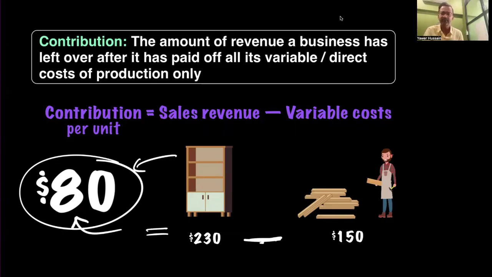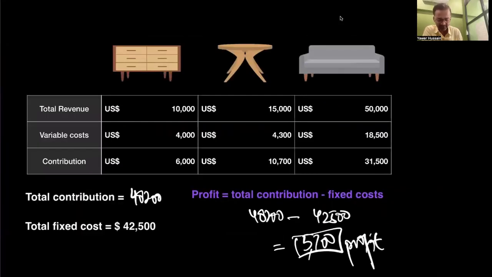I would also like to show it mathematically so we understand what it means to pay your fixed cost using contribution. Okay, so let's say there's a business that makes three products: a shelf, a table, and a couch. They're able to sell them for these amounts. They seem expensive, but okay, 10,000, 15,000, whatever. And we know that contribution is your revenue minus variable cost.